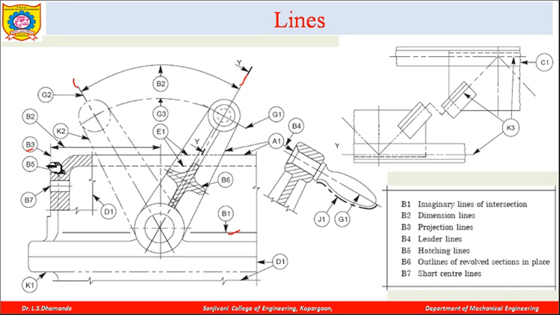Here a linear dimension is shown between this line and this line. Their dimension is shown on this particular line. So this is again B2, that is the dimension line. Then a leader line B4. So this particular line is nothing but the leader line.